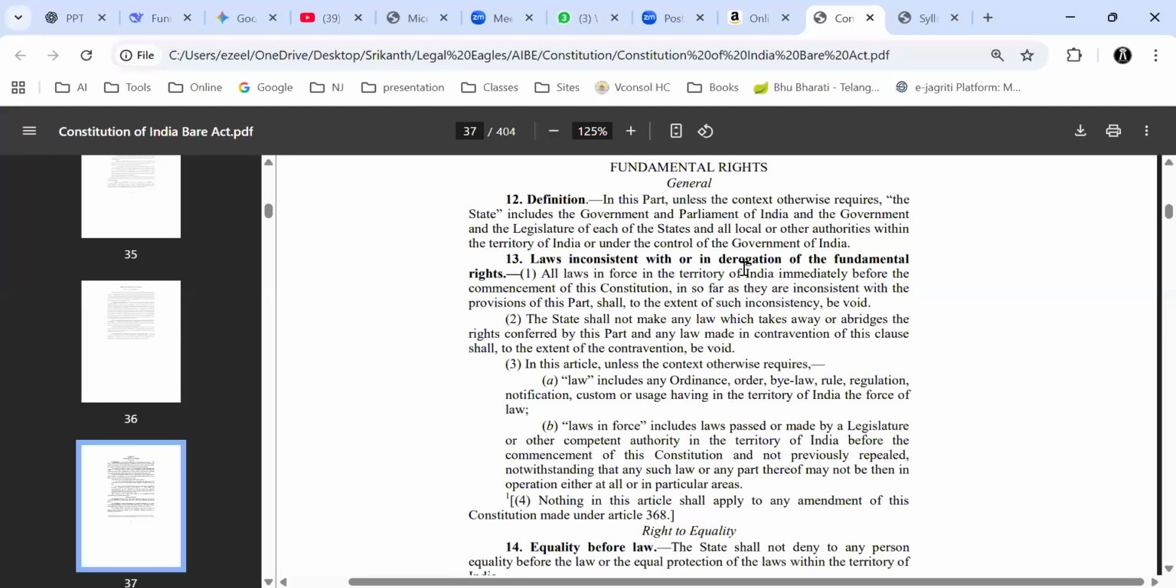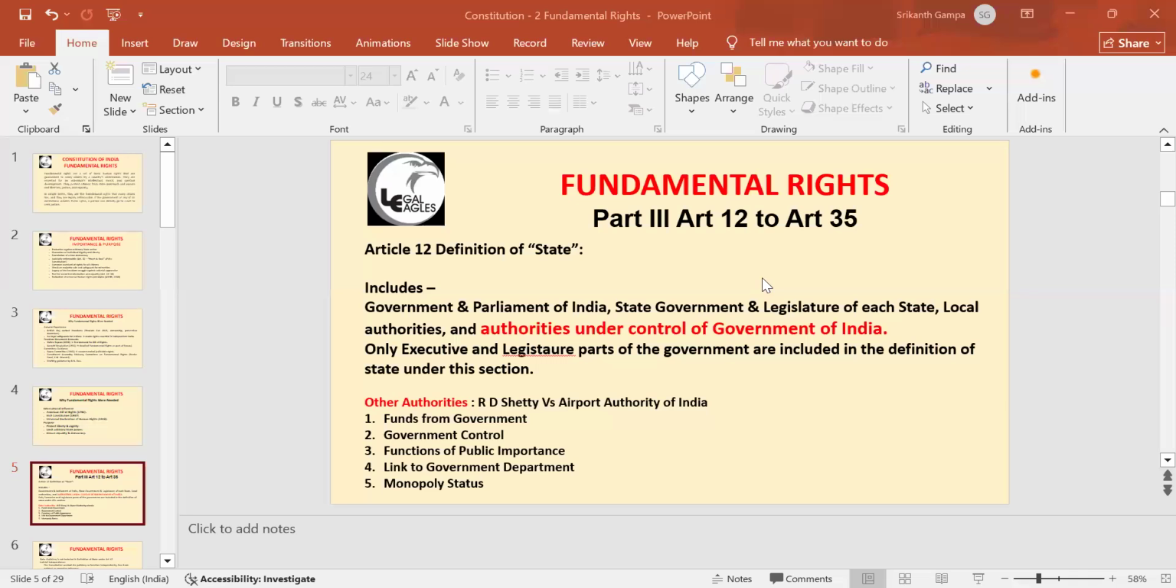fundamental rights. Because this definition is specifically given under fundamental rights, otherwise they give all definitions under Article 2 or Section 2 in most of the acts. Here they have given it separately. We have to take it only for this purpose. So government and parliament; another important thing in the definition is authorities under control of the government of India.